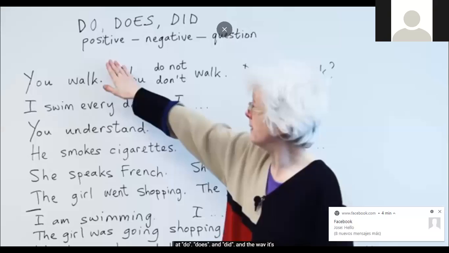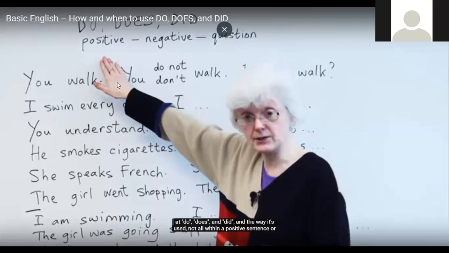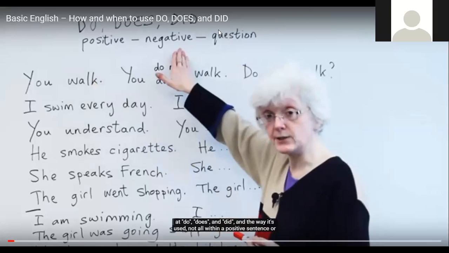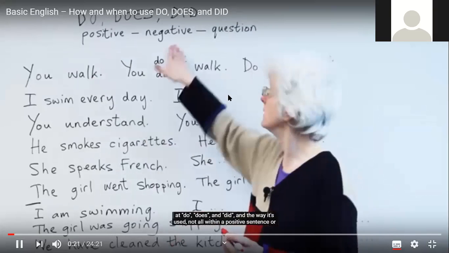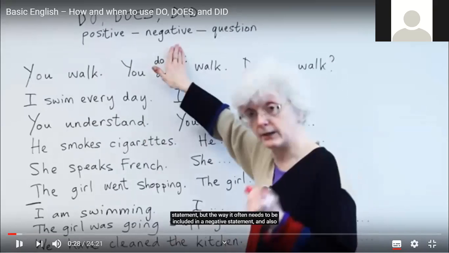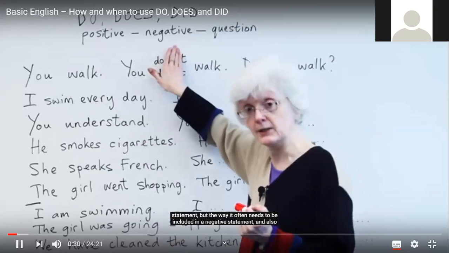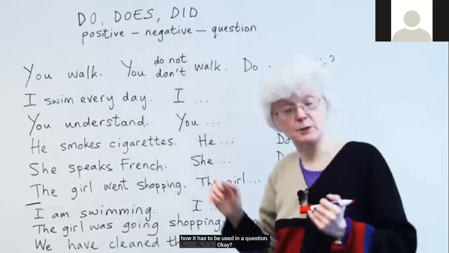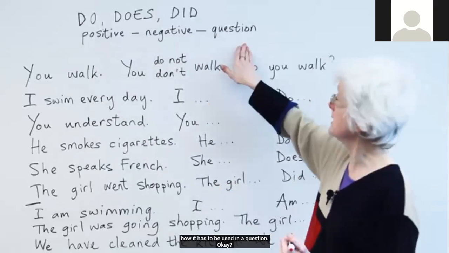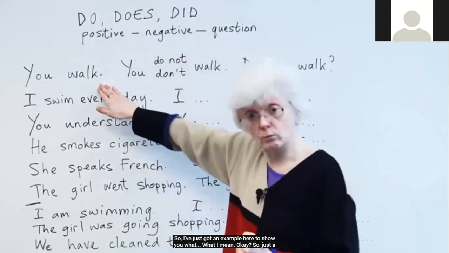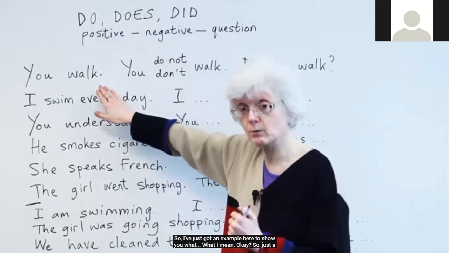Hi, Jill from Ingvid.com, and today we're going to look at the verb to do, looking at do, does, and did, and the way it's used, not always in a positive sentence or statement, but the way it often needs to be included. Positive, negative, question. And also how it has to be used in a question. Okay. So I've just got an example here to show you what I mean.